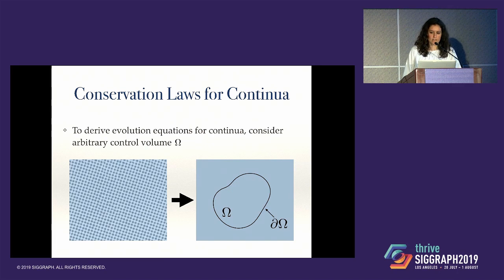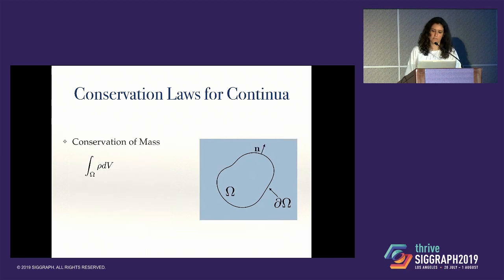Now, if you work on this stuff, you'll run into these things. It's very common to define what's called a control volume, which is where we draw some arbitrary region here, or if it was a three-dimensional thing, we draw an arbitrary volume, and we talk about the material in this volume. So we have the volume is omega, and the boundary is d omega. So for example, let's look at conservation of mass, and we'll derive an evolution equation for density by just using conservation principles.